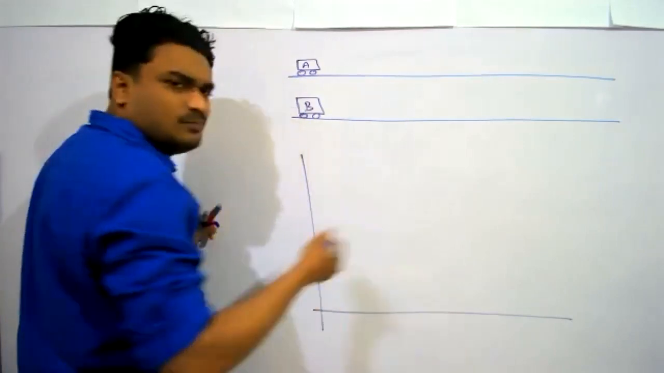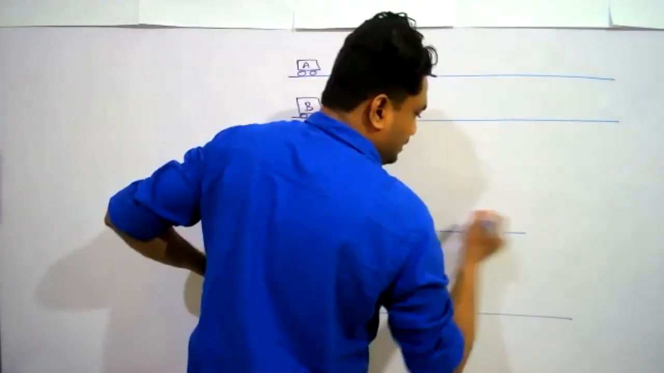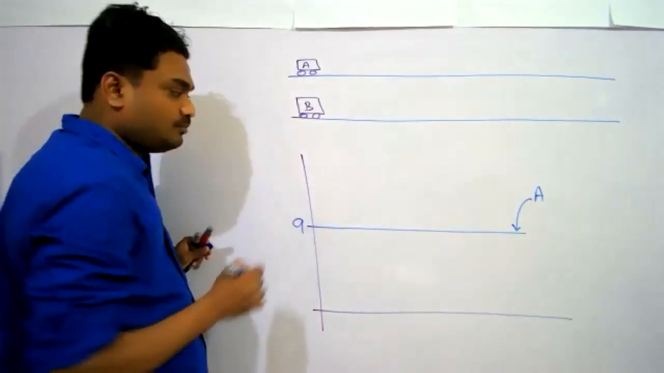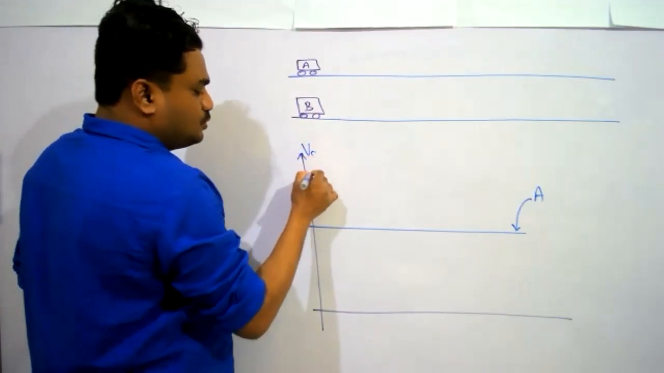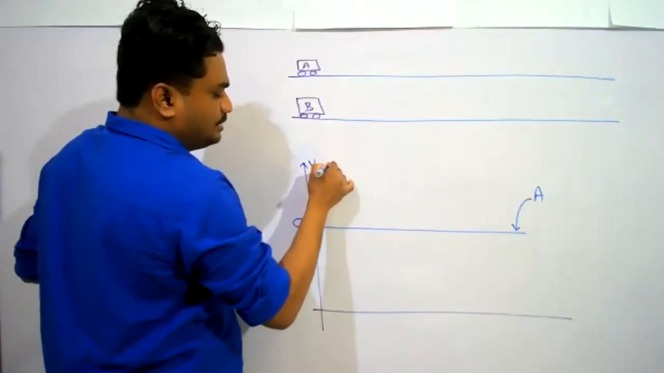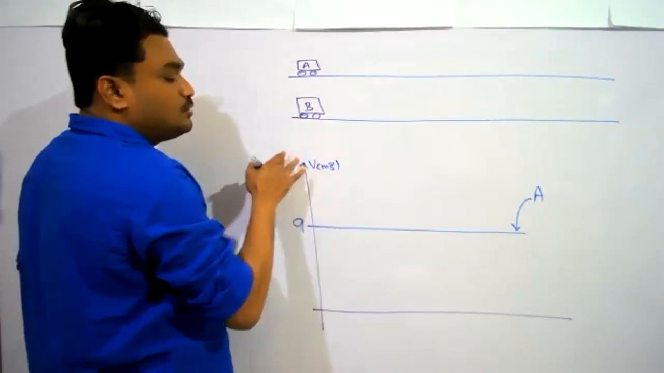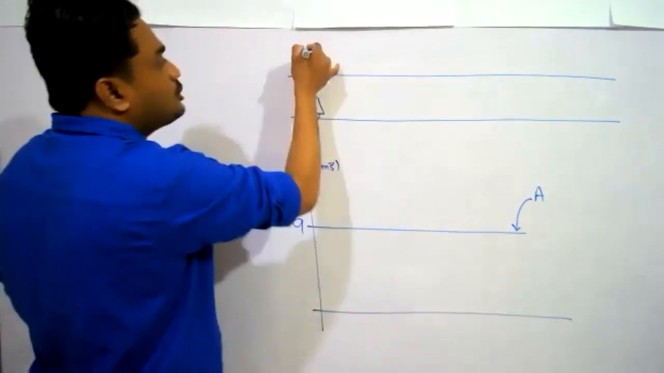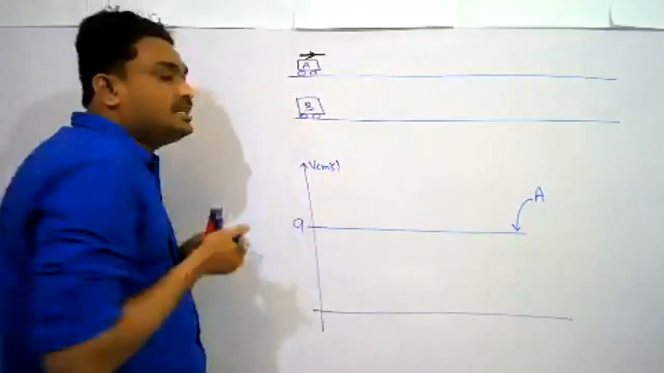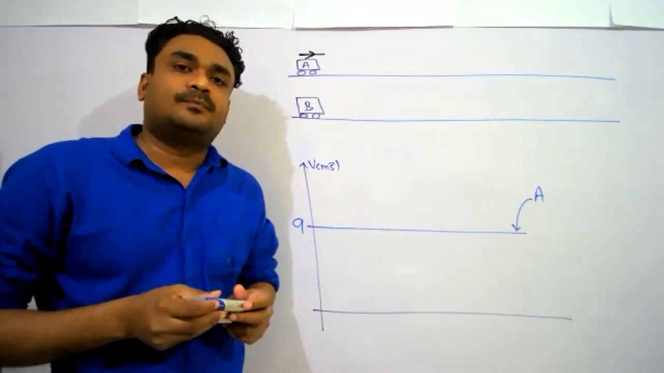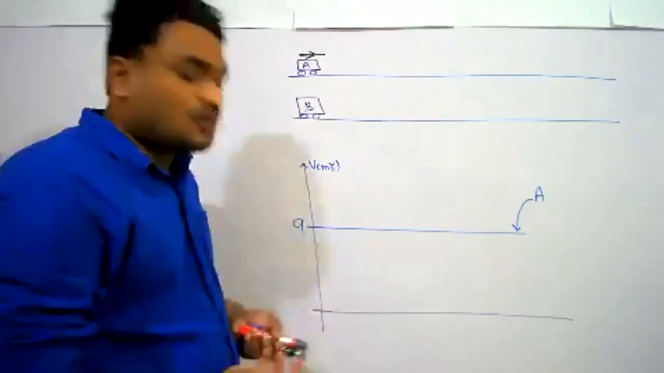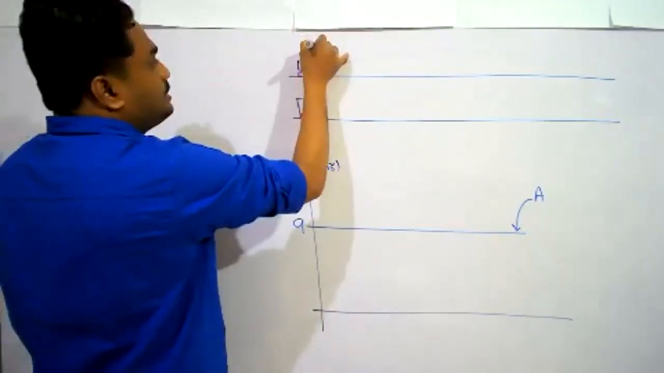During the entire motion, the vehicle A has a constant velocity of 9. If you check the velocity time graph, this is what you will see. So my question is, what should be the initial velocity of A? Somebody unmute the mic and tell me. 9 meters per second. Very good. It always has a constant velocity of 9 meters per second.